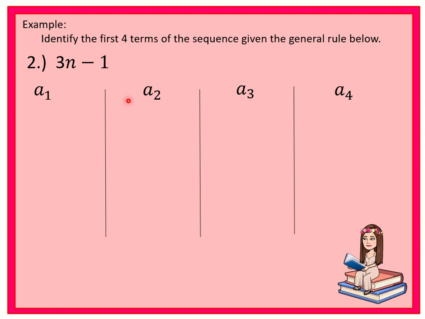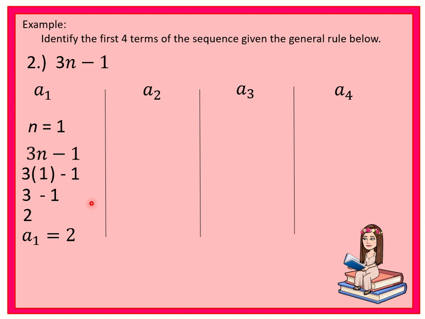Sa pagkuha ng first term, ang n ay magiging 1. Then, copy natin yung general rule, 3n minus 1. Third step, substitute yung 1 doon sa n. Pero syempre, may coefficient na tayong 3. Kaya, copy ko muna yung 3. Then, imbis na n, isa-substitute ko yung 1. And then, copy ko yung minus 1. So, 3 times 1 is 3. 3 minus 1 is 2. Therefore, our first term is 2.